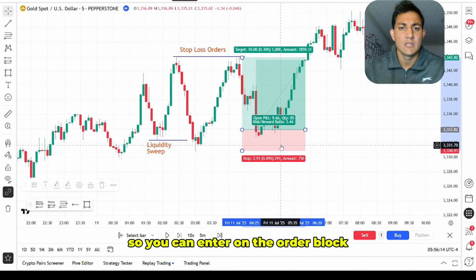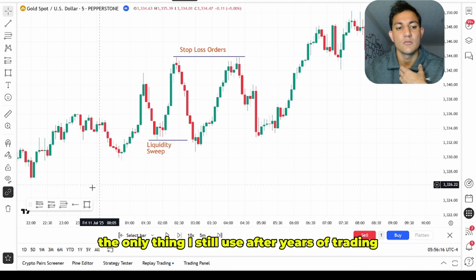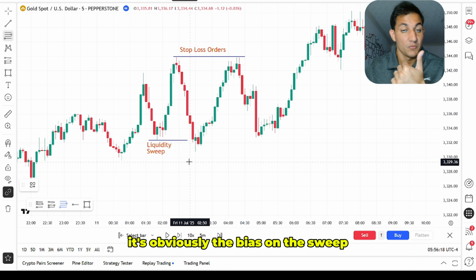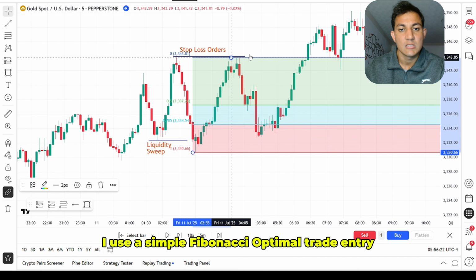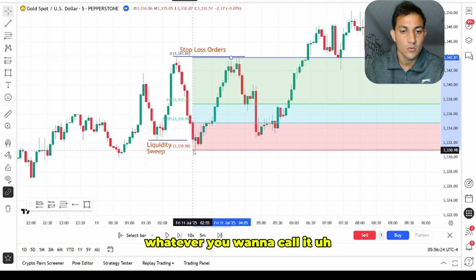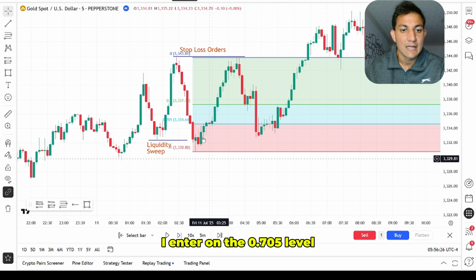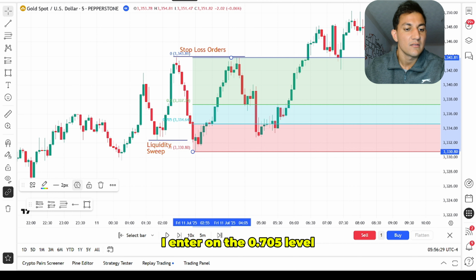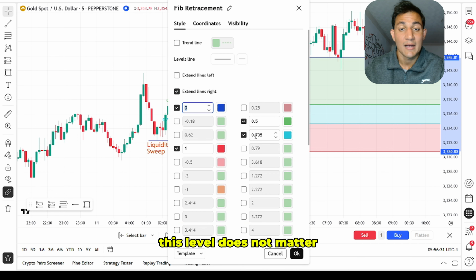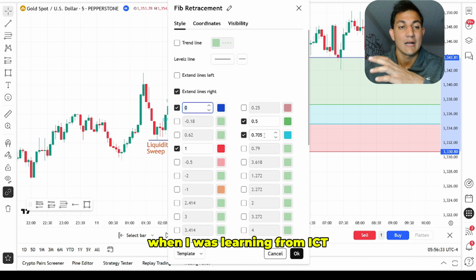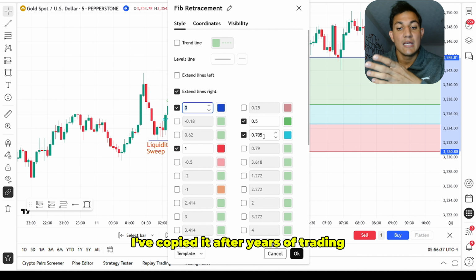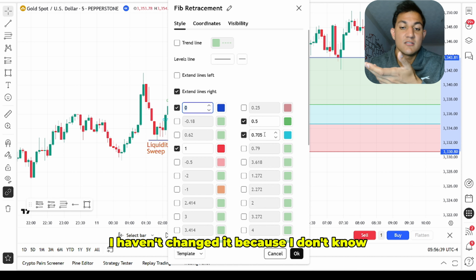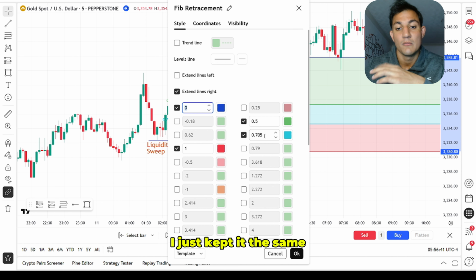So you can enter on the order block, but for me, the only thing I still use after years of trading is obviously the bias and the sweep. But for my entry, I use a simple Fibonacci optimal trade entry, whatever you want to call it, like this, and I enter on the 0.705 level. This level does not matter. I think when I was learning from ICT, this is what he used. I've copied it after years of trading. It's the only thing I've used. I haven't changed it because I don't know. I just kept it the same.